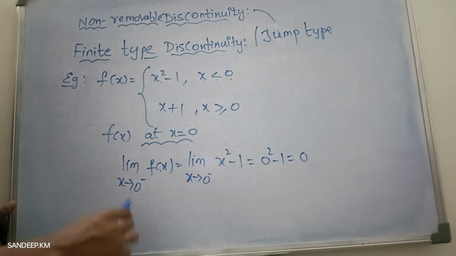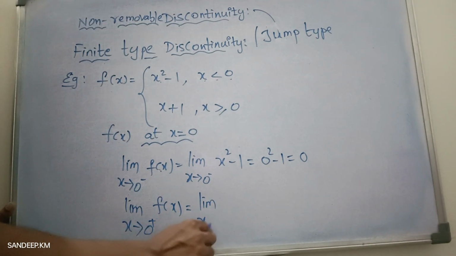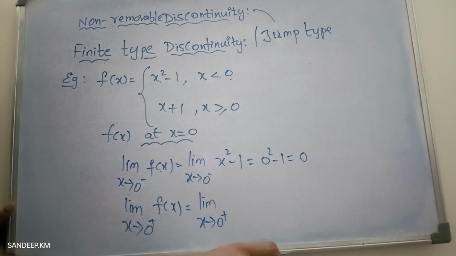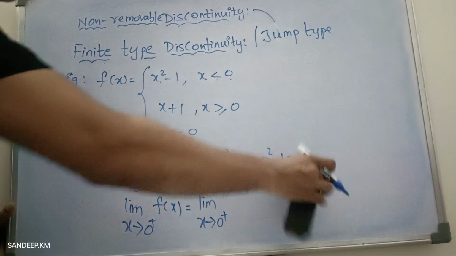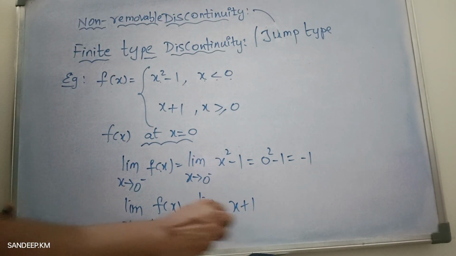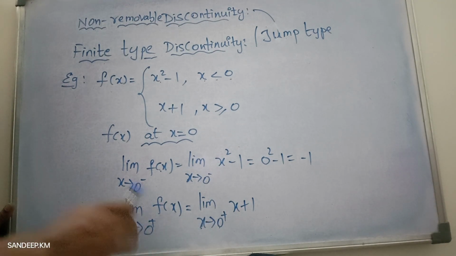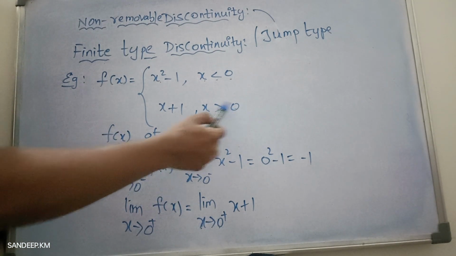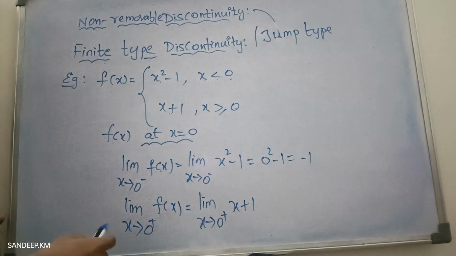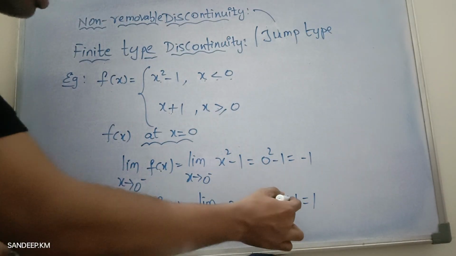Now let us also discuss right hand limit. Limit x approaches 0 plus f of x. Dear students, a small correction, 0 square minus 1 is minus 1. Now come back to this. So limit x approaches 0 plus, f of x is x plus 1. Why is f of x equal to x plus 1? Because x is approaching 0 plus, which means x is greater than 0, we should take f of x as x plus 1. Now we can substitute x value as 0. So 0 plus 1 is equal to 1.